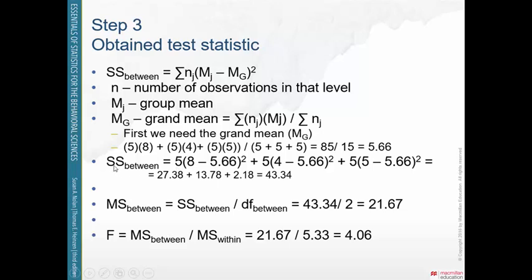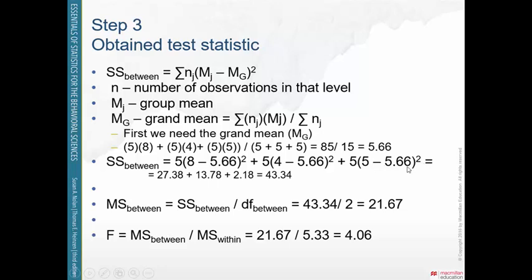So in this case, we're going to start with sums of squares between, which is number of people in group 1, that was 5, times the mean of group 1, which is 8, this is the mean guilt rating score, minus the grand mean, and then square that, plus number of people in group 2, which is also 5, times the mean of group 2, minus the grand mean squared, plus number of people in group 3, times the mean of group 3, minus the grand mean squared.